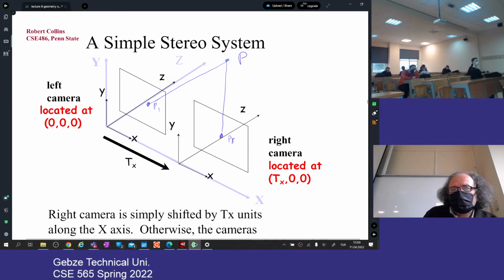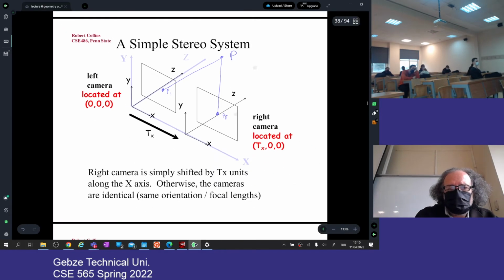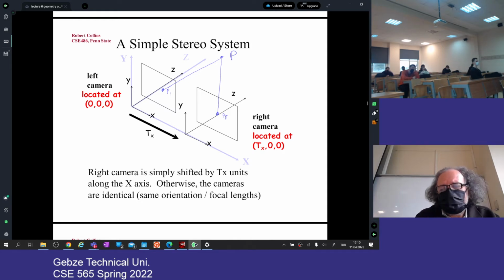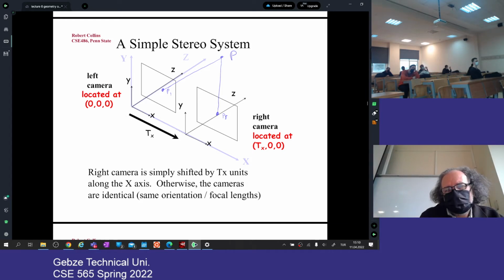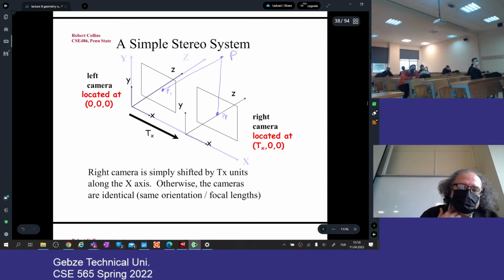Okay, that's how the things work. Okay, so I am trying to guess the depth of this point P from this stereo setup, and I know that these 2 cameras are exactly the same thing. The only difference is this right camera is shifted by this amount on the x-axis. My x-axis is shifted by tx.